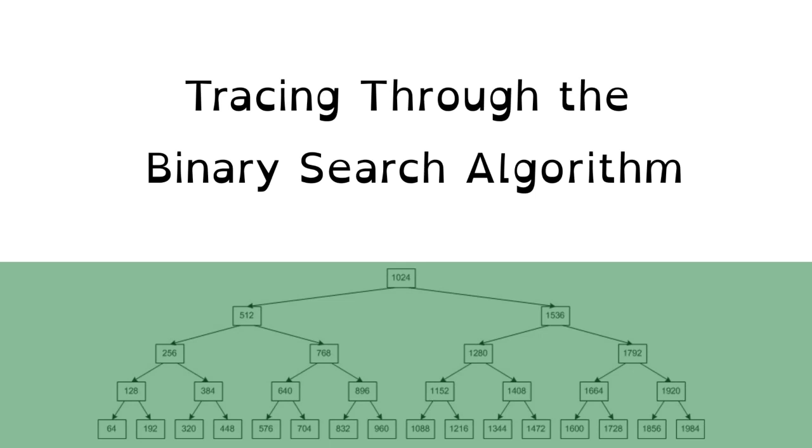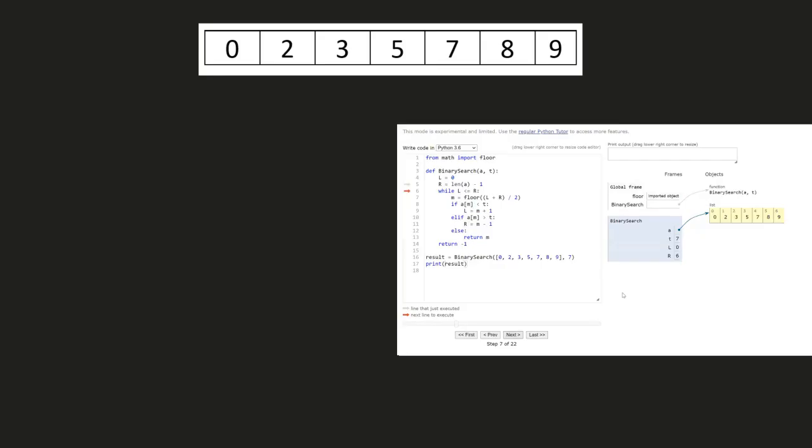So in this video, I'm going to show you an example of tracing through the binary search algorithm. Starting out, we're going to search for the number 7 in this list. And I have down here on the right the Python Tutor code that we're going to follow along with as we do this binary search.